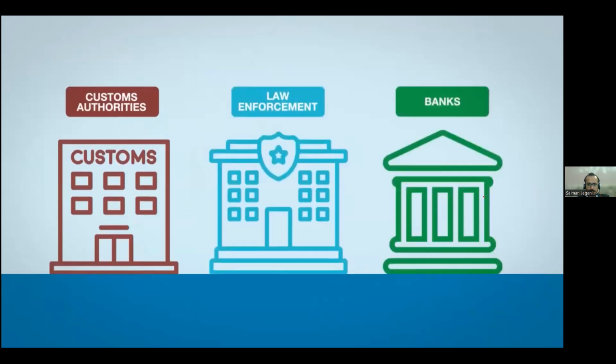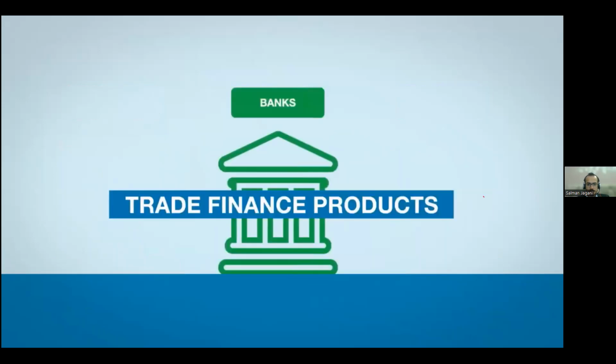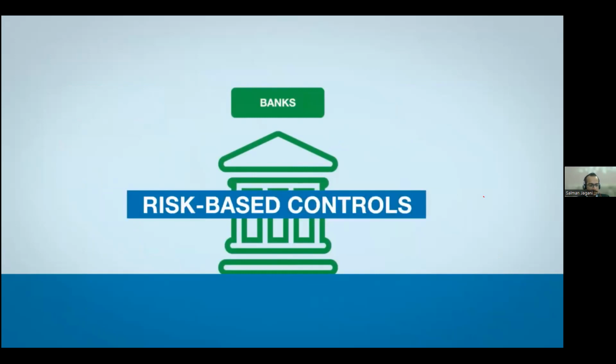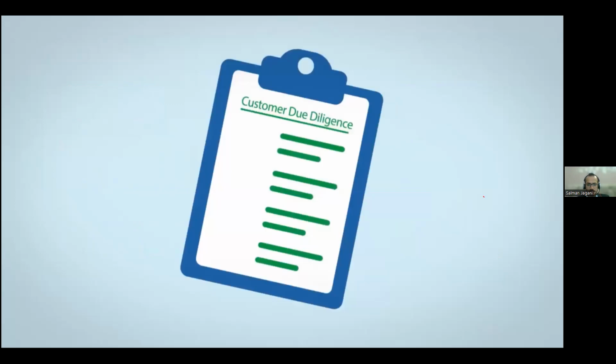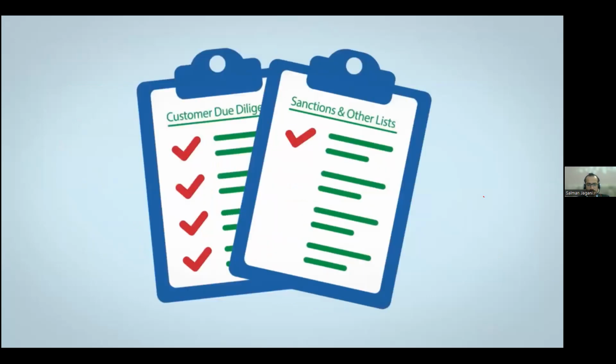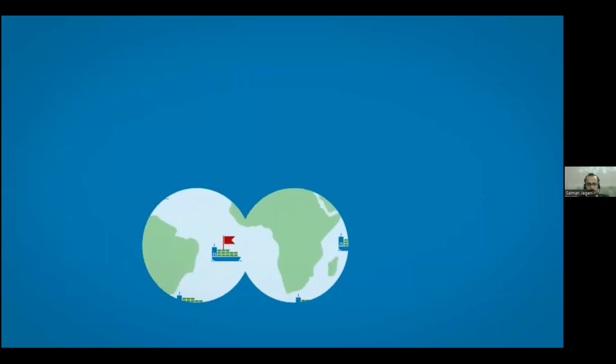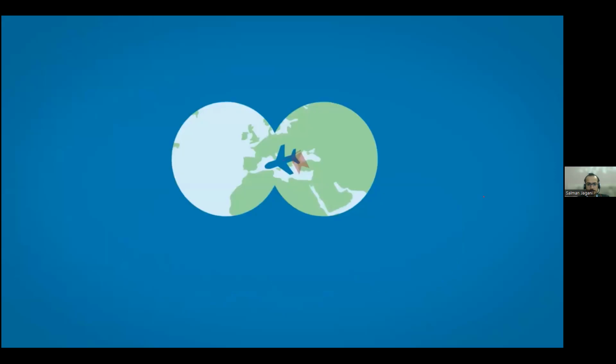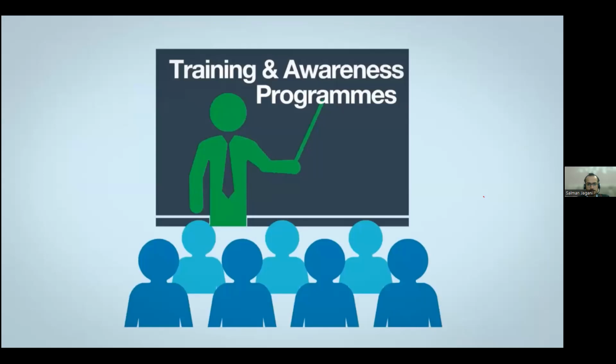This challenge is largely shouldered by customs authorities, law enforcement agencies, and banks. Banks which provide trade finance products contribute to the fight against trade-based money laundering by implementing risk-based controls. These include a robust customer due diligence process to ensure banks know their customers and their expected business and transaction patterns, as well as checking against sanctions and other watch lists. Surveillance and other controls designed to identify and investigate potential red flags or key risk indicators, and training and awareness programs for employees involved in processing trade finance transactions.